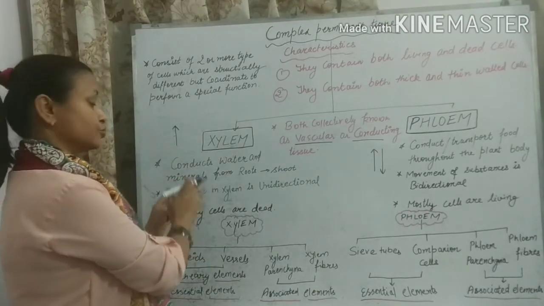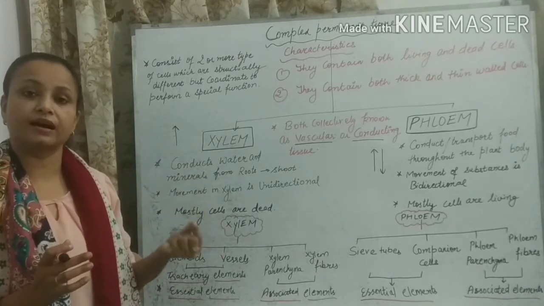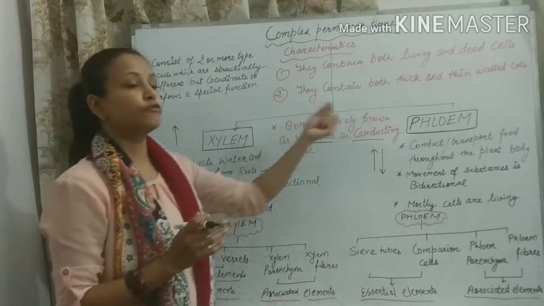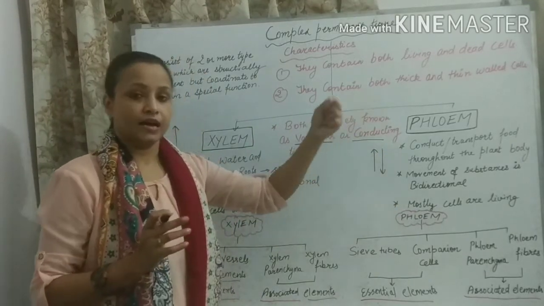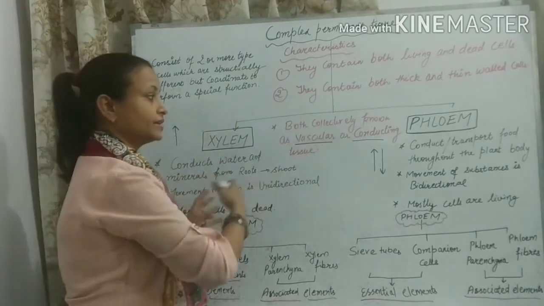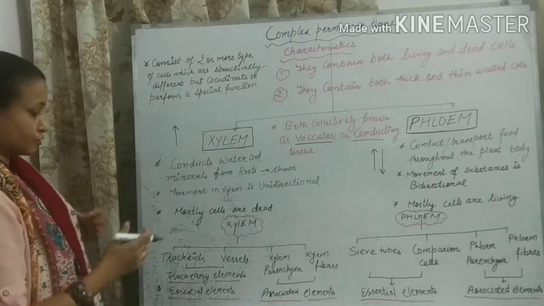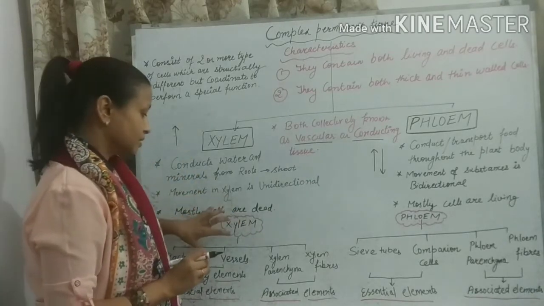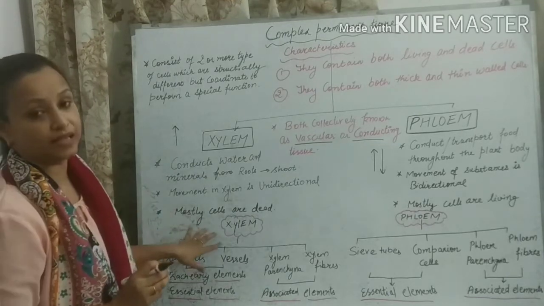The next point, which we will discuss in detail: in xylem tissue, mostly cells are dead and only a few cells are living. But phloem tissue consists of mostly living cells, and only a few are dead. We will later discuss the differences in the types of cells also. So now come to the xylem. First we will discuss the xylem tissue in detail.